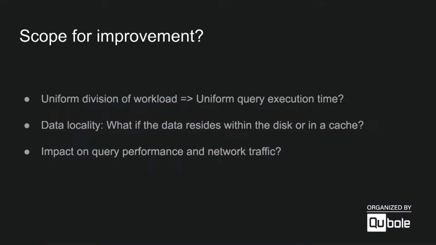If the data is present in the cloud, for example, and is fetched from the object store, a uniform division of workload should roughly mean a uniform query execution time. But if the data is present locally in a cache or in the HDFS within a cluster, then that might not be the case. This is the concept of data locality. And if data is present locally, then it is cheaper from an I/O perspective to fetch it directly from the disk than to fetch it from the disk of another node. So we wanted to see whether this can have any impact on query performance, network traffic, other metrics.